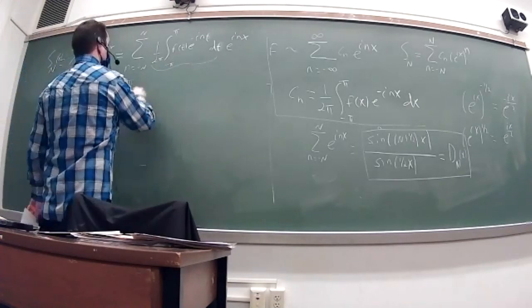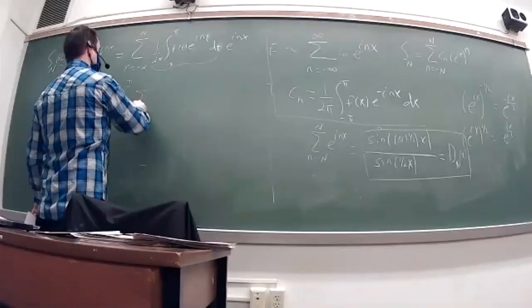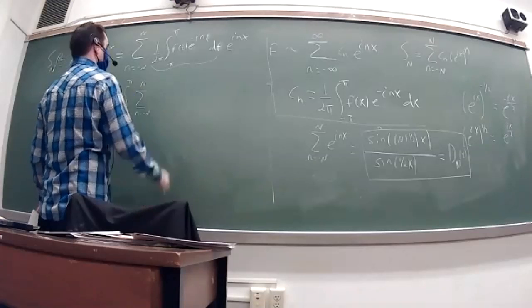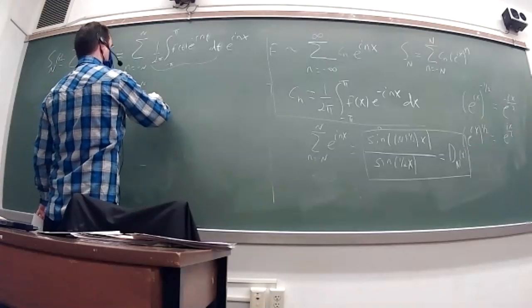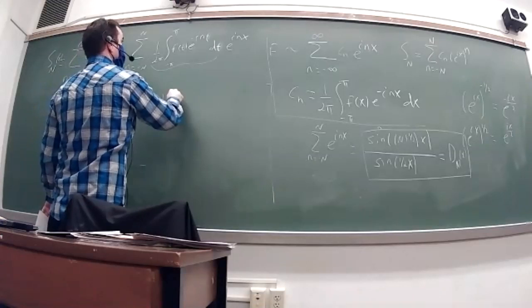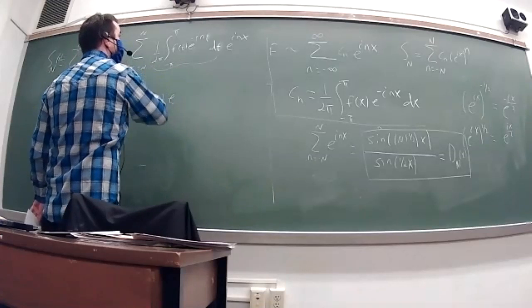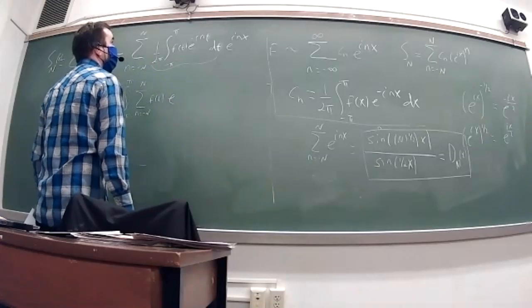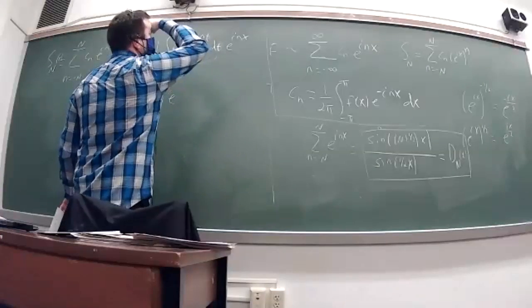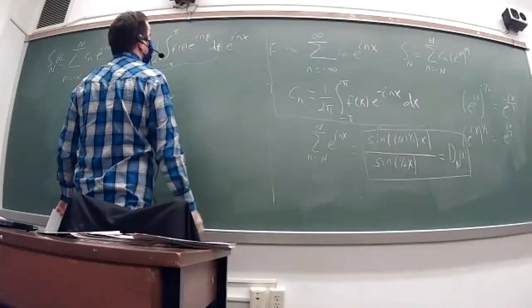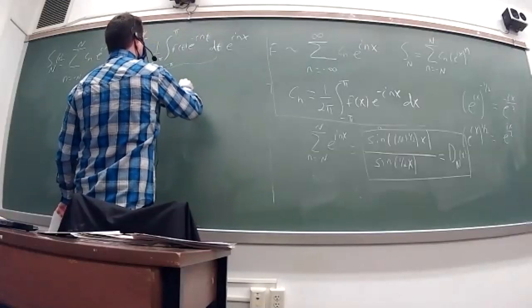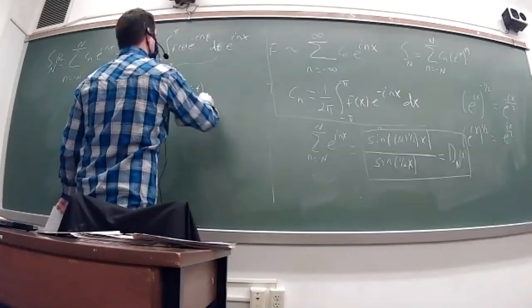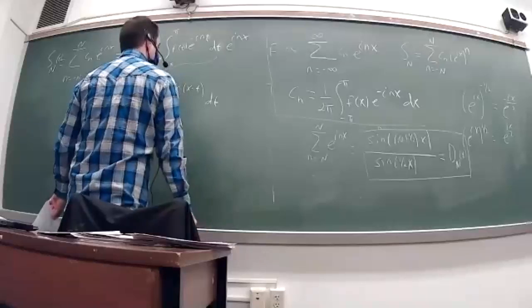So yeah, let's do that. Let's bring out the 1 over 2 pi and take in the sum. And let's do f of t, and what is it? e to the, what can we factor out here? n and i, and then I get x minus t, dt.